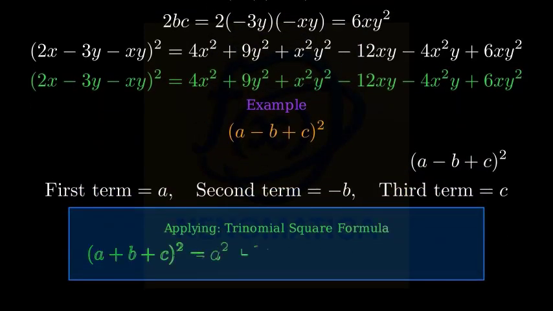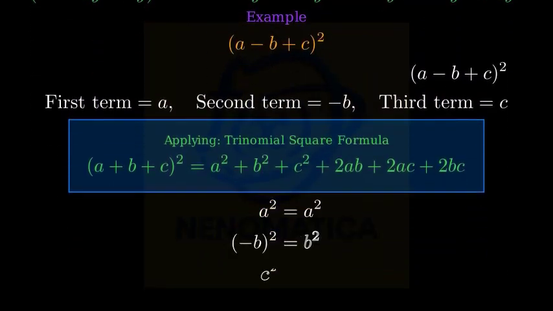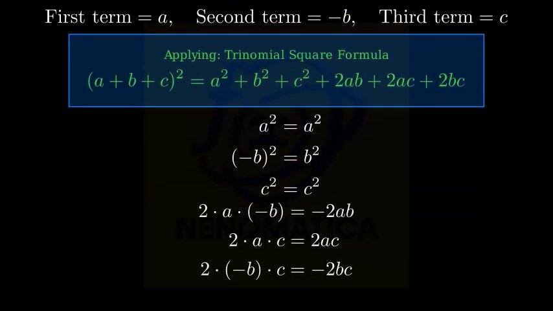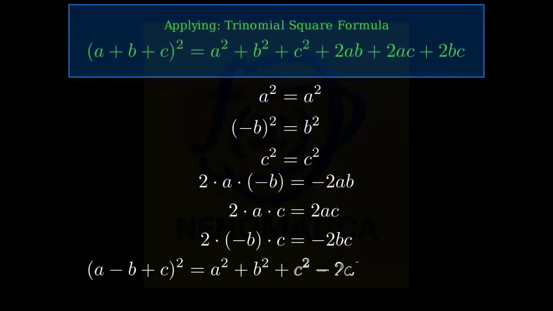We'll square each term. A squared equals a squared, unchanged. B squared equals b squared, c squared equals c squared. Then we find the cross products. 2 times a times negative b equals negative 2ab. 2 times a times c equals 2ac. 2 times negative b times c equals negative 2bc. Finally, we combine everything. A squared plus b squared plus c squared minus 2ab plus 2ac minus 2bc.